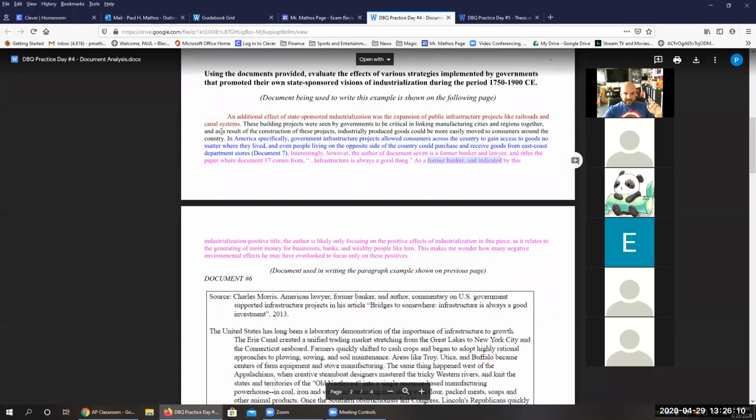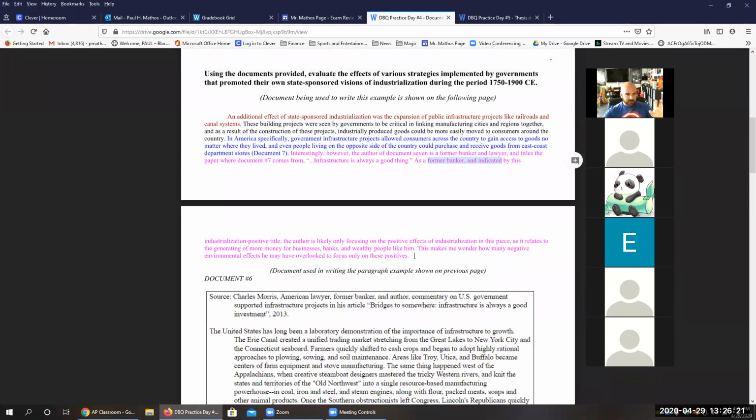Does this example make sense to everybody? Again, type it in the chat. Yes, no, maybe, because we're going to start going through a few more things. We got some yeses in here.